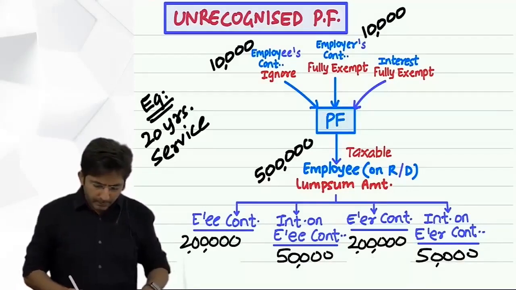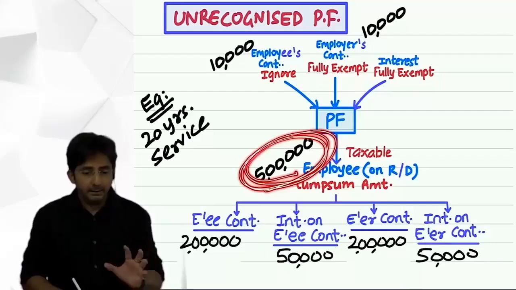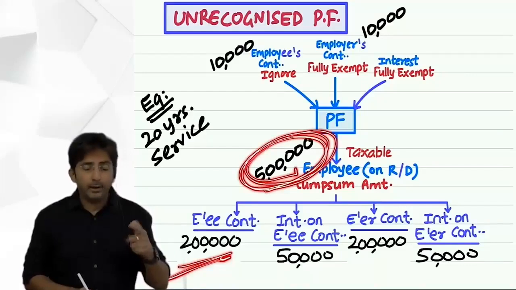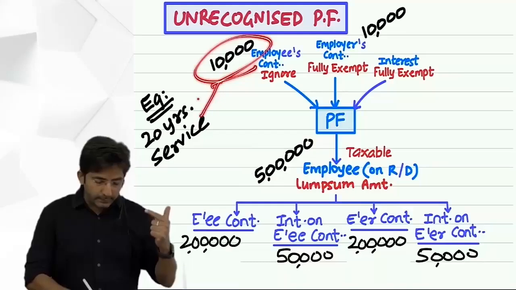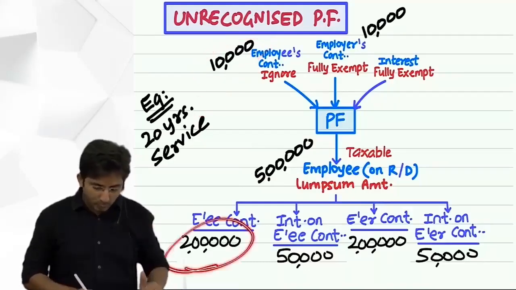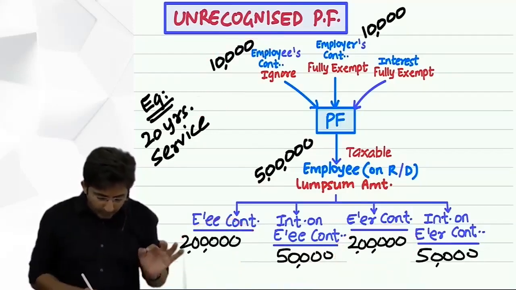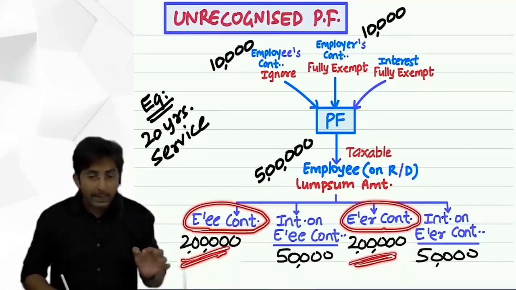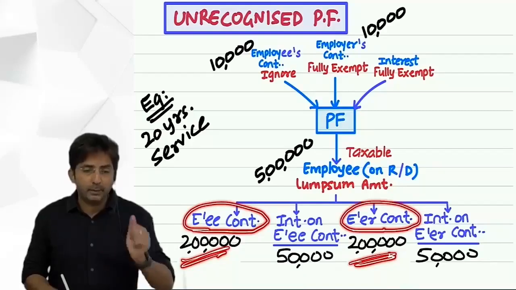Okay. Now in my example I am assuming he has received 5 lakhs. Now what is the breakup of 5 lakhs? 2 lakhs employee contributed. How did we get 2 lakhs? 10,000 every year, so for 20 years it becomes 2 lakhs. So 2 lakhs employee contributed, 2 lakhs employer contributed. Can you read what is this? Employee's contribution. This is employer's contribution. Both contributed 2 lakhs. And on both 2 lakh contributions, there is interest of 50,000.